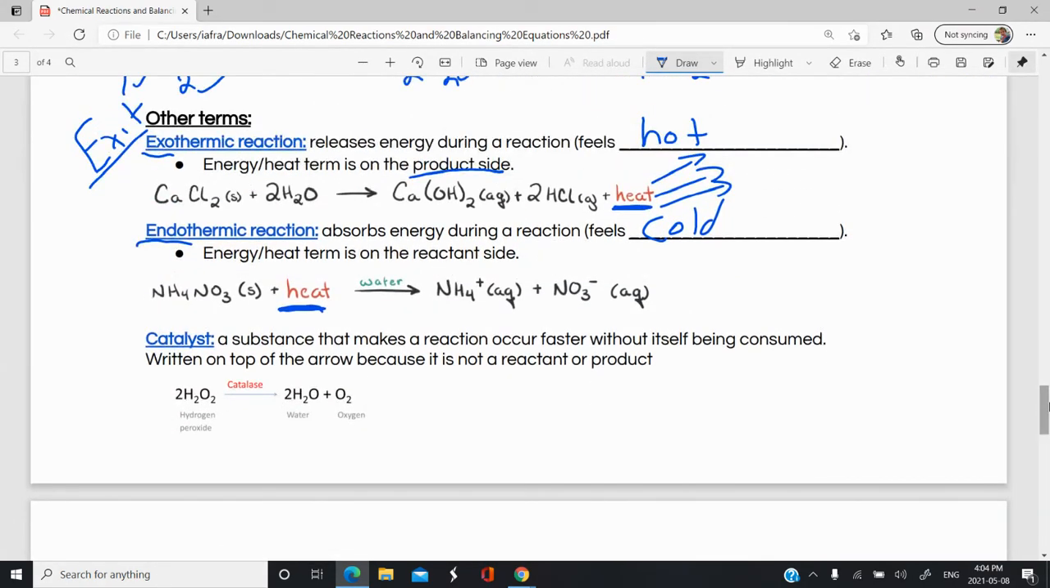Lastly, there's something called a catalyst. So a catalyst is a substance that makes a reaction happen faster. You have catalysts in your body.